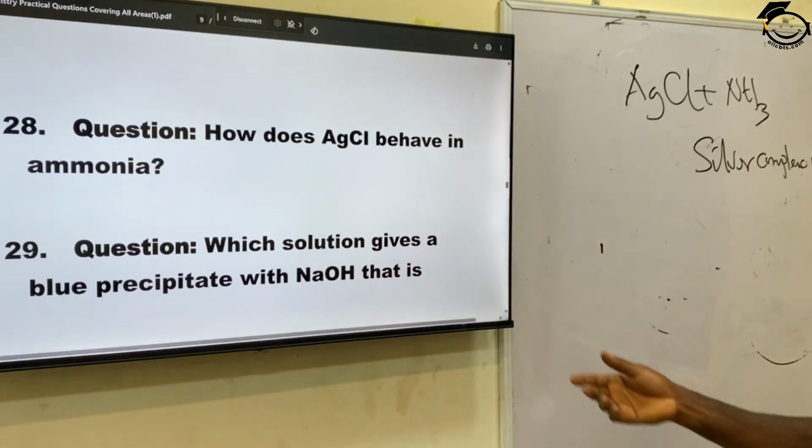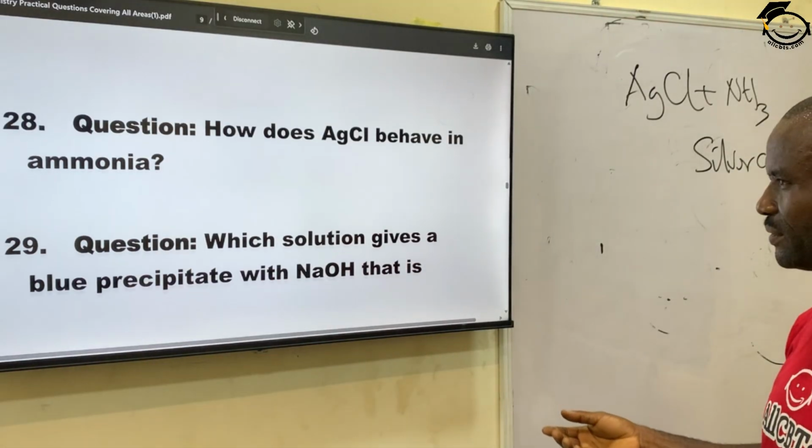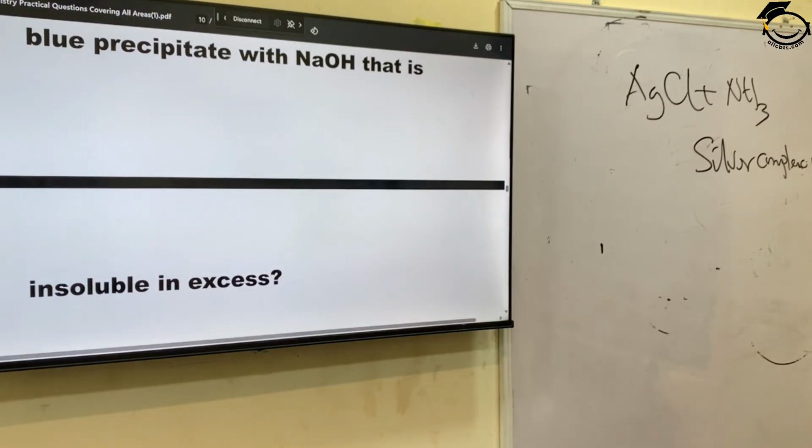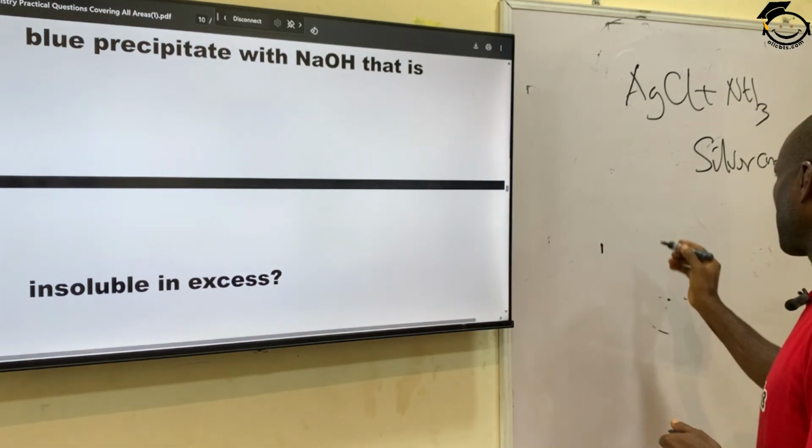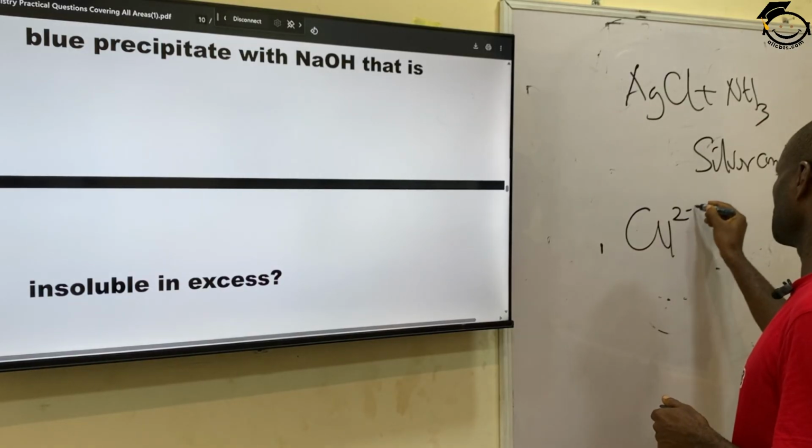Question 29, which solution gives a blue precipitate with sodium hydroxide that is insoluble in excess? The only solution that will give a blue precipitate with sodium hydroxide is copper 2 ion, Cu2+.